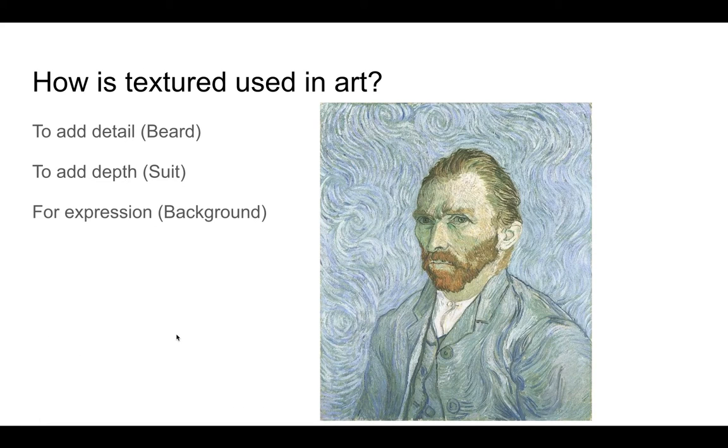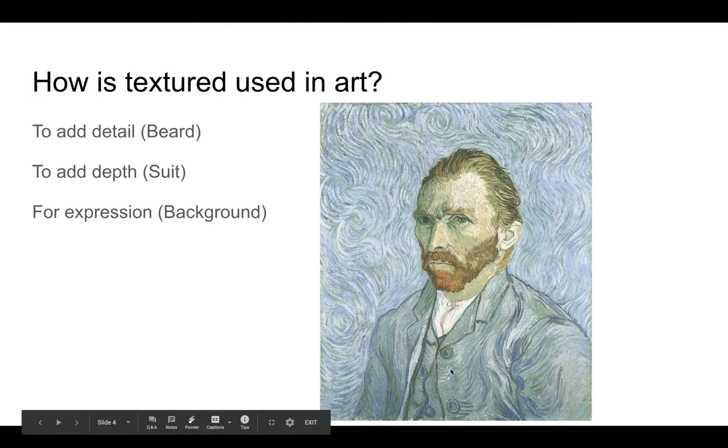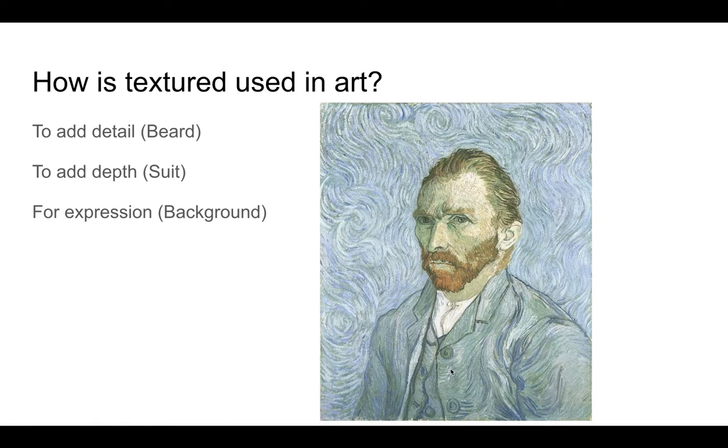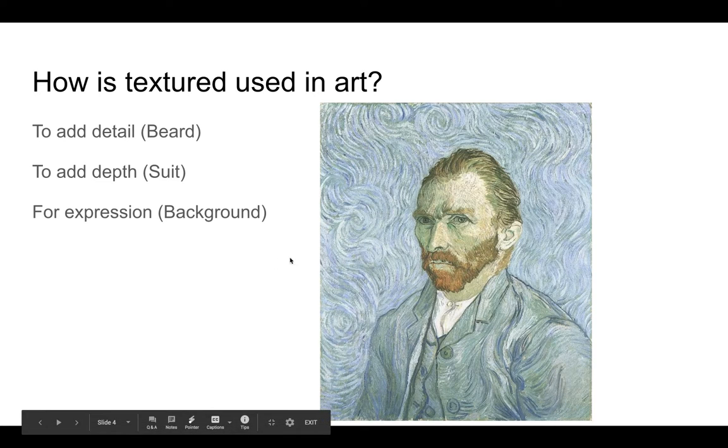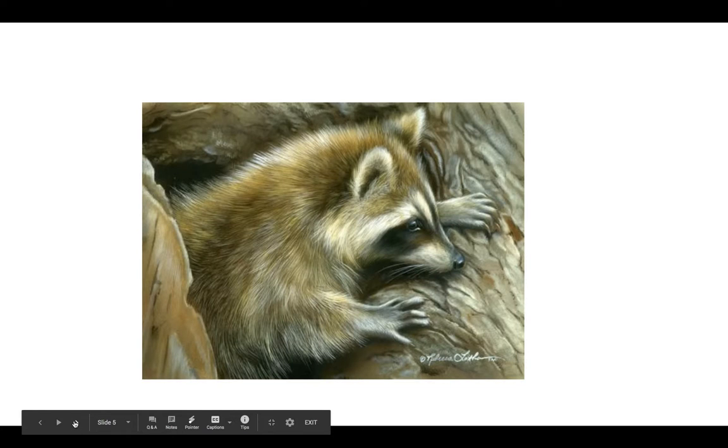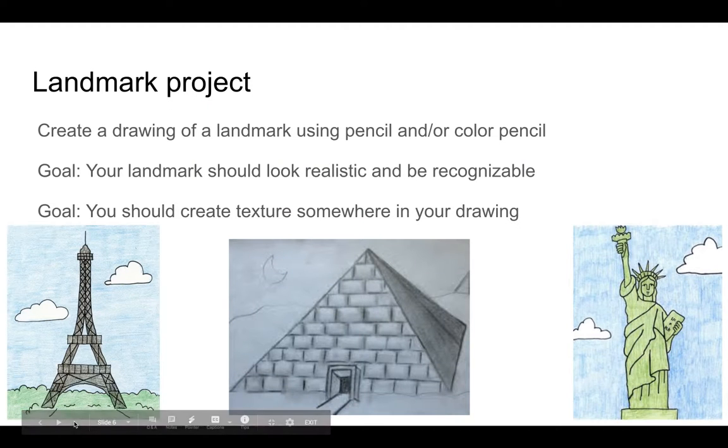So one of the goals in this project is to use texture. So you want to make sure you're using texture accurately. So you can use texture to add detail, like you see in his beard. There's a lot of texture. It looks like hair. Okay. You can see that texture adds depth in the suit. So you can see all the wrinkles in the suit, so you know that it's 3-dimensional. And you can also add texture for expression. So you can see that in the background. Here's an example of texture. It looks pretty realistic to me.